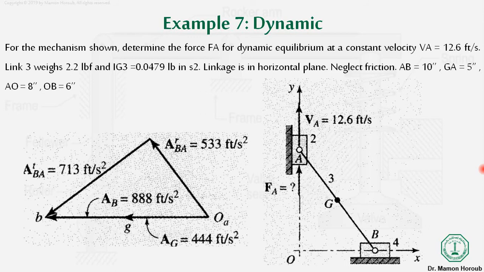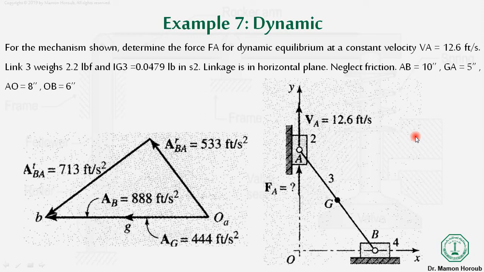In today's lecture, we will be doing two examples related to the dynamic force analysis using the graphical method. In the first example, it is stated: for the mechanism shown, determine the force Fa. This is the force Fa for dynamic equilibrium at a constant velocity Va equal to 12.5 foot per second.